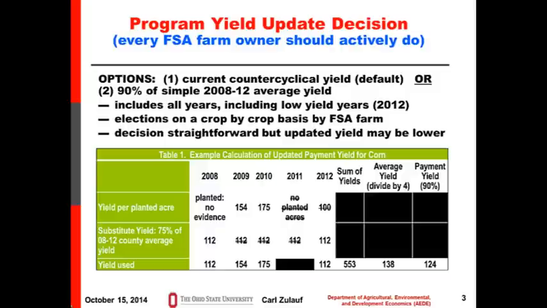This completes the discussion of the Farm Program Yield Update decision, and we will now move on to another discussion.